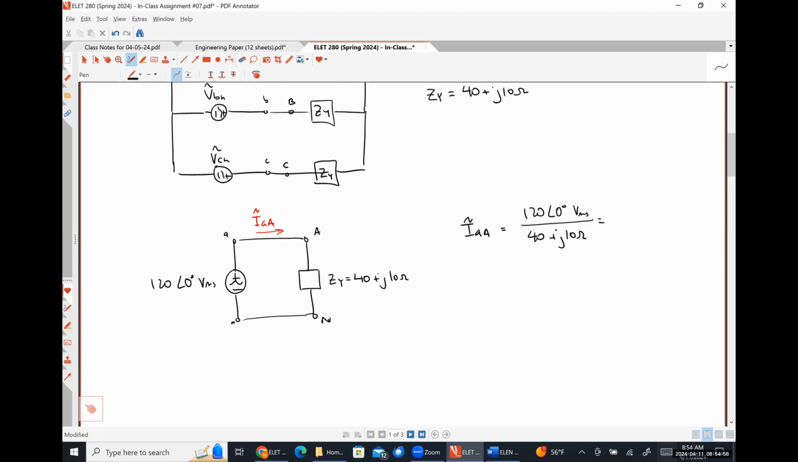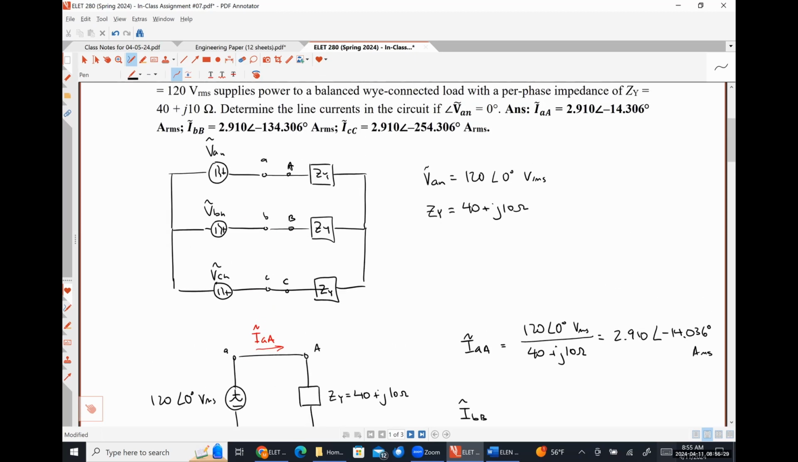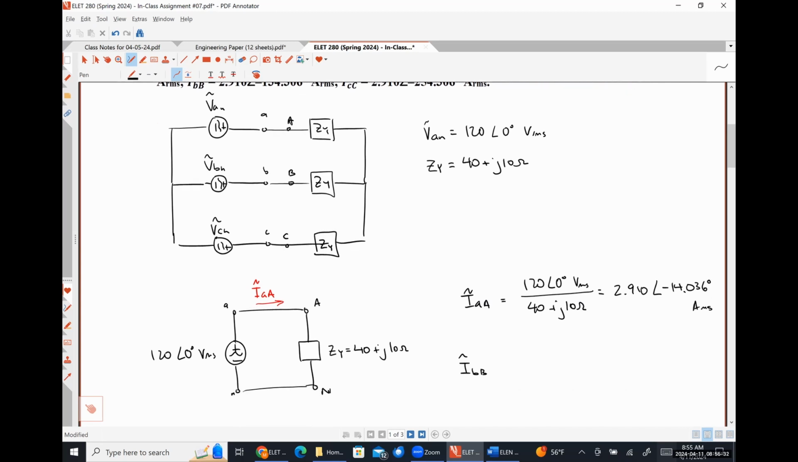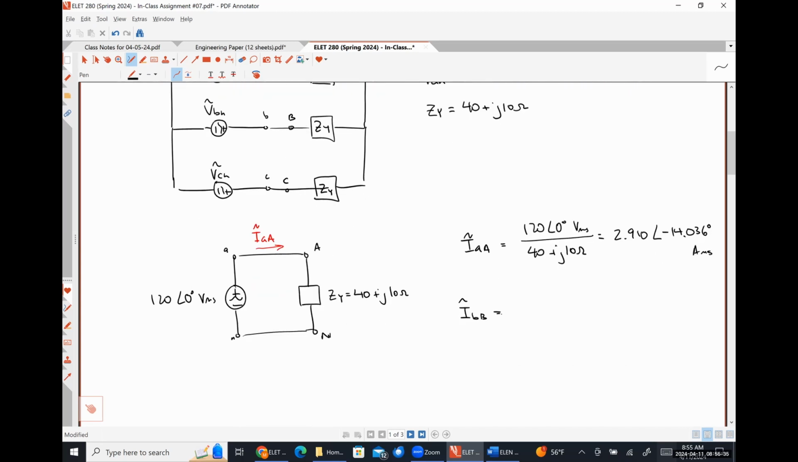Toss that into my calculator really quickly. I got 2.910 with an angle of negative 14.036 degrees amps RMS. Sorry, I ran out of room there. I transposed the answers on the paper. It should be 036. I'll need to fix that. It's just me fat fingering and then copying and pasting. Sorry about that.